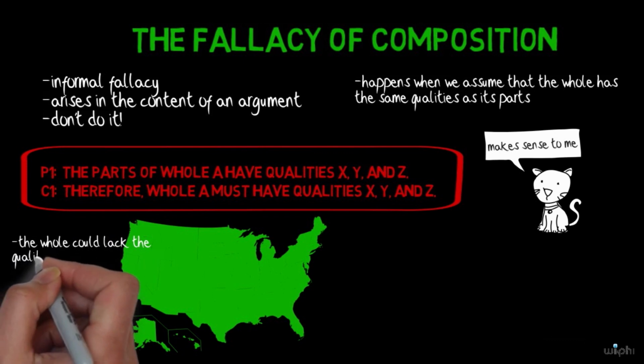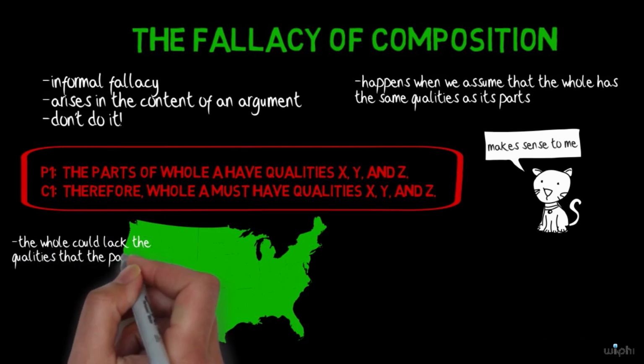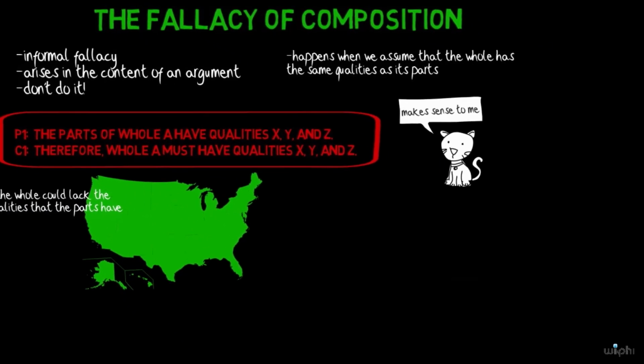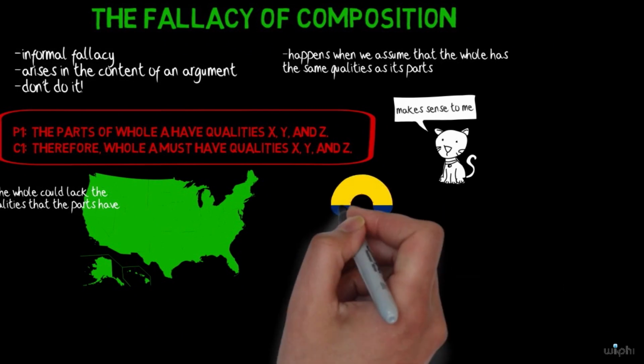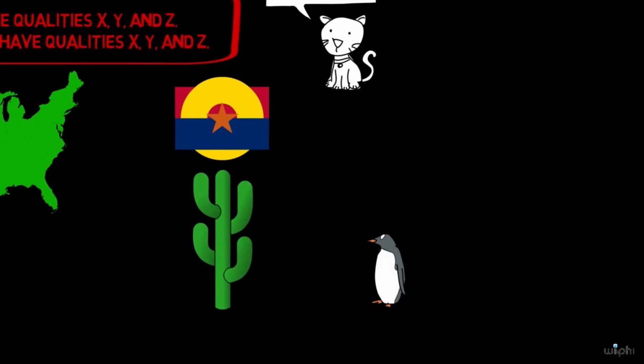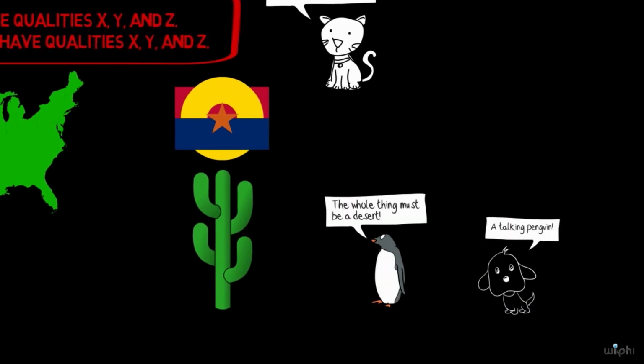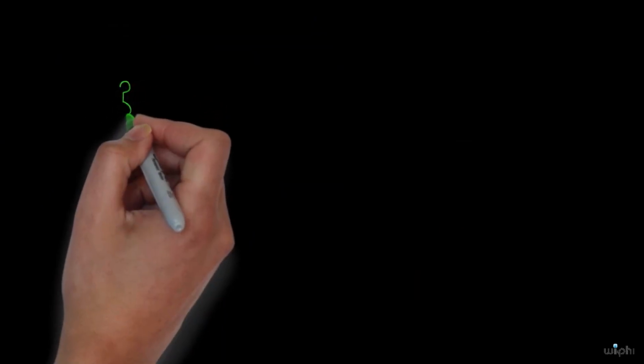Without sufficient justification, we cannot infer that the whole has the same qualities as its parts simply because the parts have that quality. It may be the case that the whole lacks the qualities that the parts have. It's like saying that because Arizona has an arid climate, the entire nation has an arid climate too. Let's look at a few more examples.